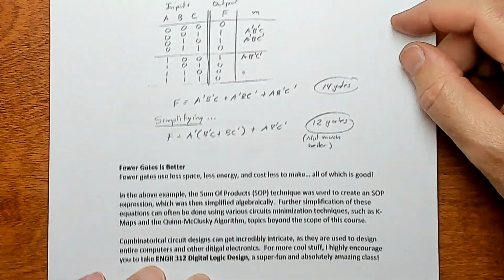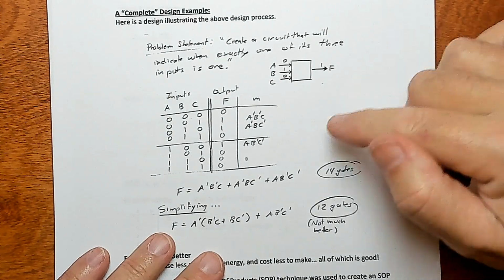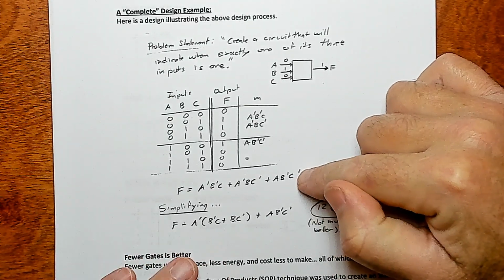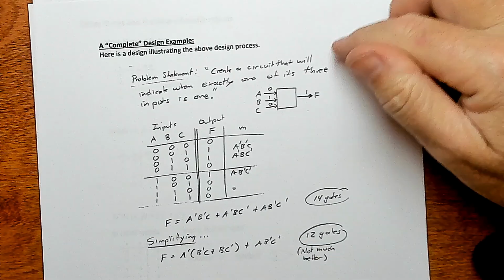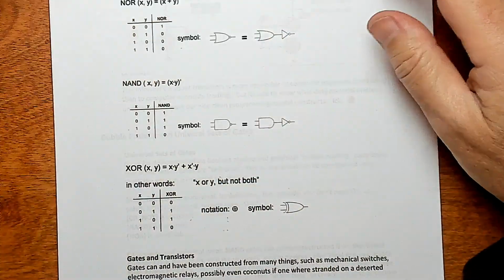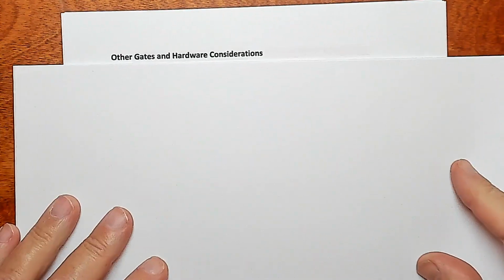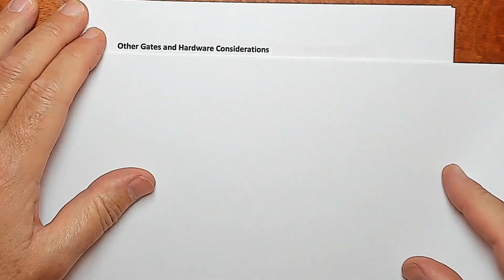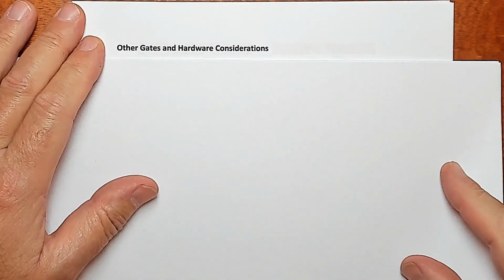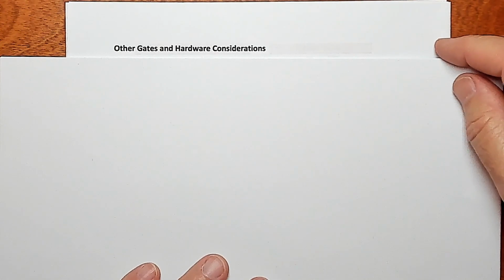All right, so we can make these guys. We can make a circuit and build it. Let's talk about some hardware considerations. That is, when we fabricate this stuff, there's some issues that are going to come up.